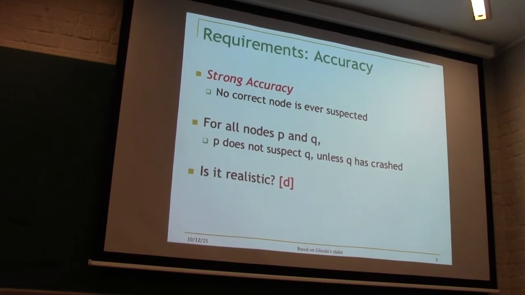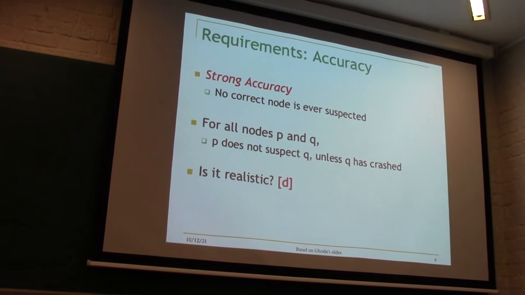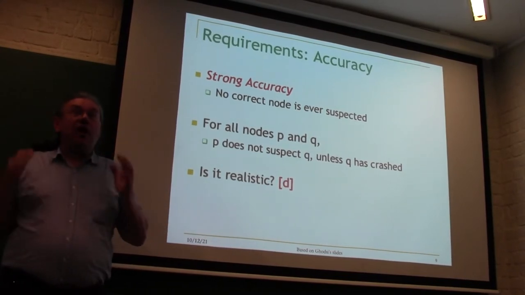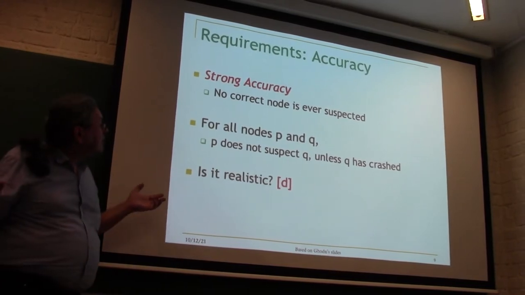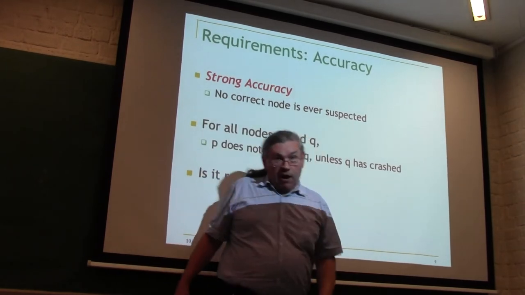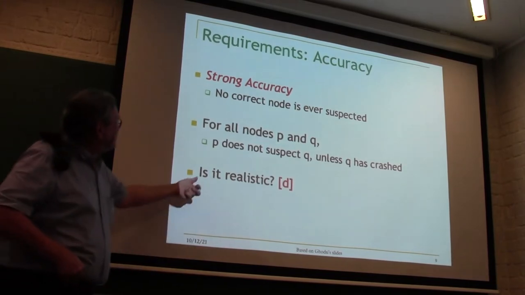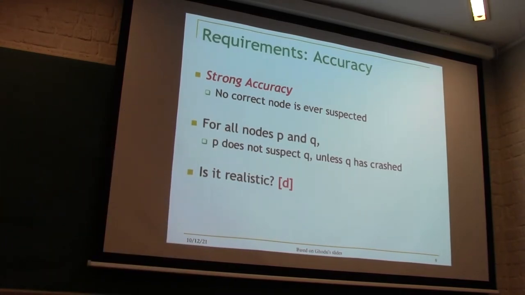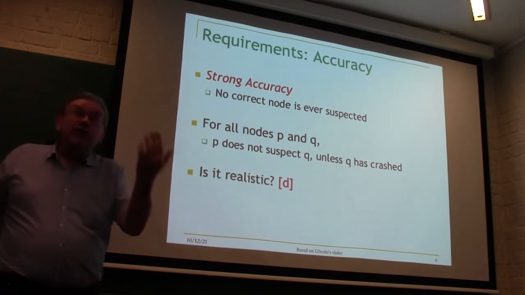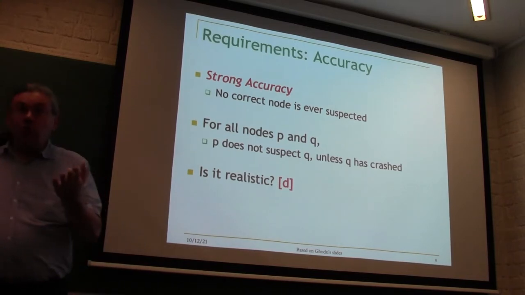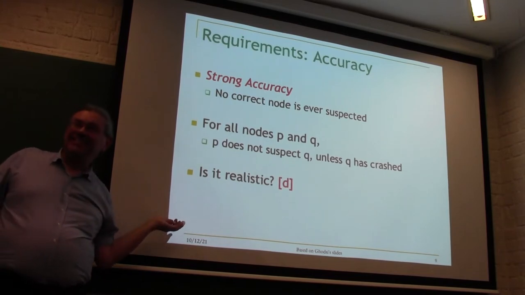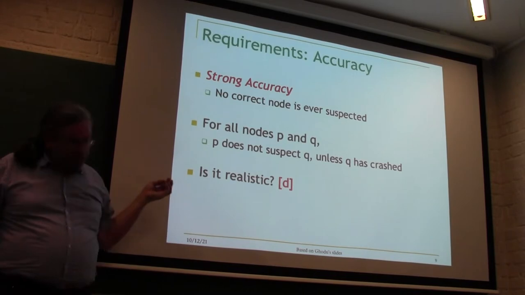You can also have different kinds of accuracy. For example, strong accuracy: no correct node is ever suspected by anybody. That means if a node does not crash, nobody will ever suspect it. P does not suspect Q unless Q has actually crashed. So there's no mistake. So what do you think now of this one? Is this a realistic property? Now we're comparing to strong completeness. With strong completeness, you're sure that you see the crashed nodes. With strong accuracy, you don't make mistakes on correct nodes. So is this one realistic? What do you think? No correct node is ever suspected.